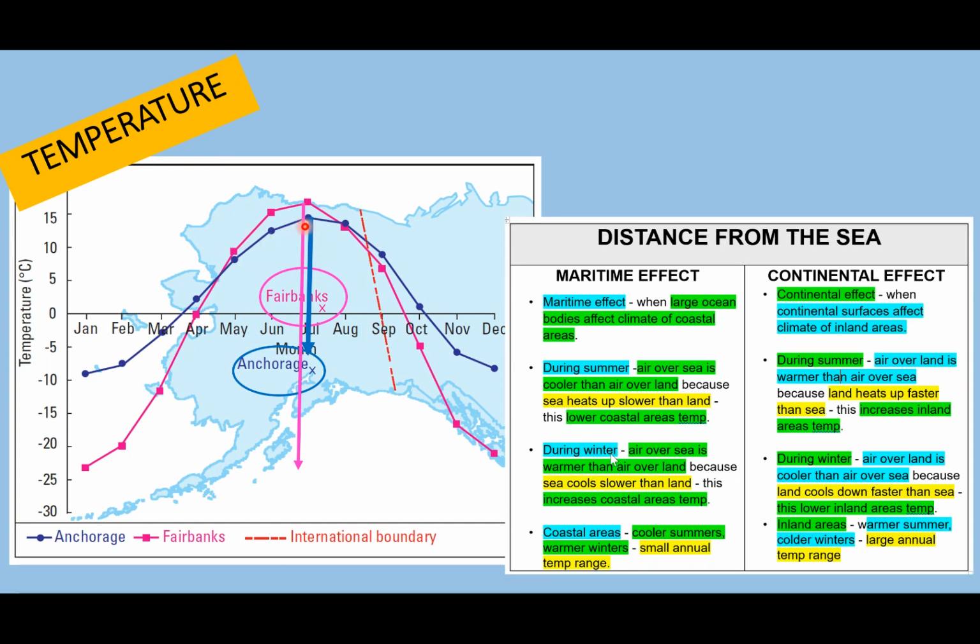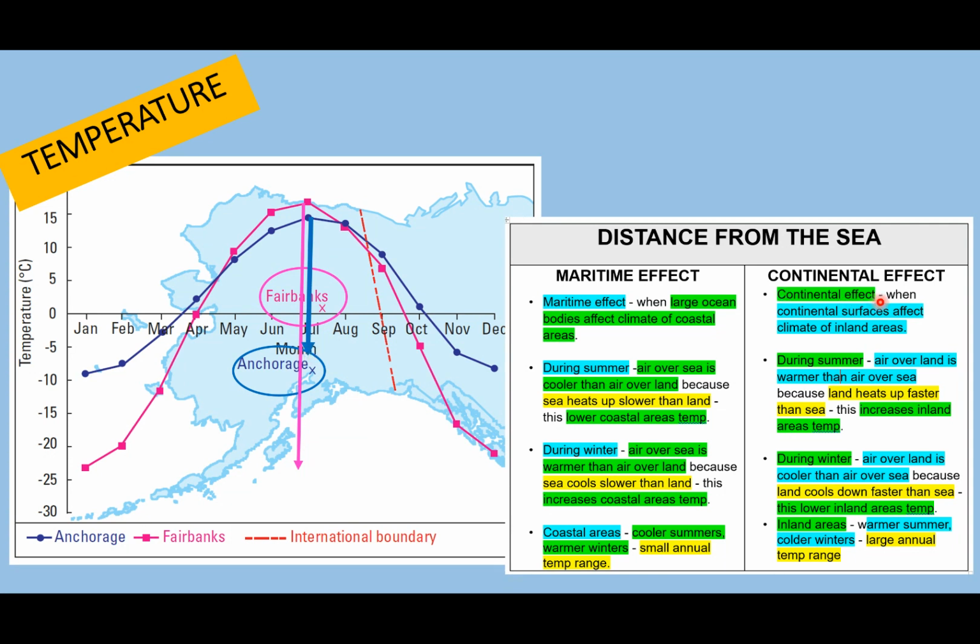We call it cool summer. And the difference between maximum and minimum temperature is not so large. So it's a small annual temperature range.